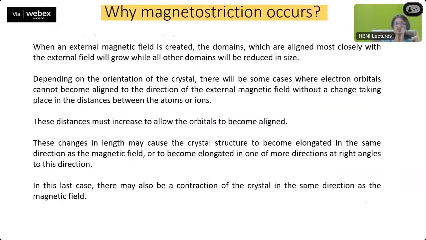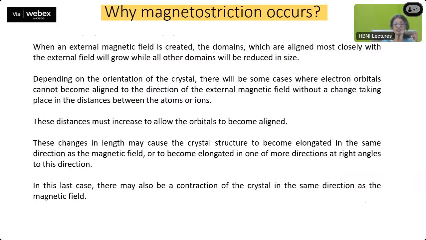So why does this magnetostriction occur? When you have an external magnetic field, the domains which are aligned most closely to the external field will grow, while all the other domains are going to be reduced in size. Depending on the orientation of your crystal, there will be cases where electron orbitals cannot become aligned to the direction of the external magnetic field without a change taking place in the distance between the atoms or ions. So these distances must increase in order for the orbitals to get aligned.